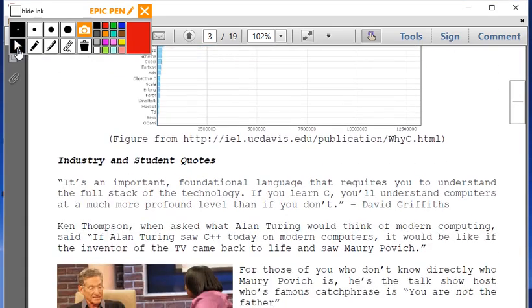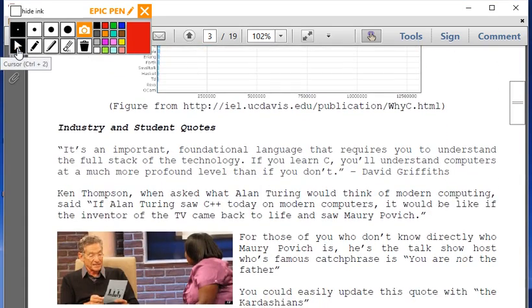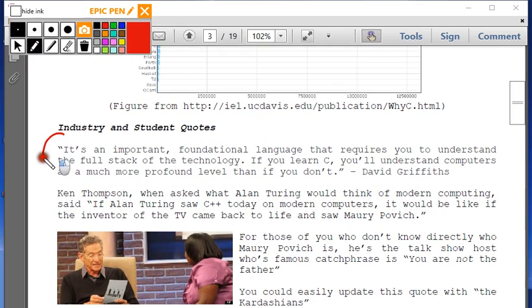Okay, so I've included a couple of industry quotes. You'll really appreciate this one from Ken Thompson. So this one first from David Griffiths. It's an important fundamental language that requires you to understand the full stack of the technology. If you learn C, you'll understand computers on a much more profound level than if you don't.